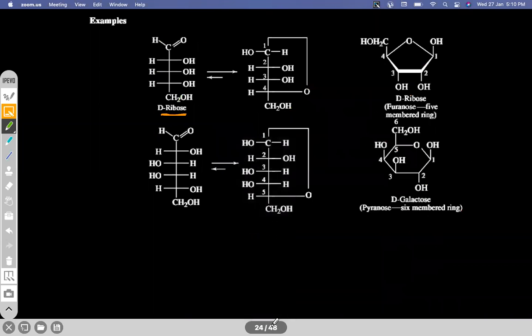Now Haworth projection, you see, we have five carbon atoms. The lone pair on this oxygen attacks onto this carbon atom, this goes up, and this H will get attached over here. So we'll get this kind of structure. This we call D-ribose furanose, a five membered ring.